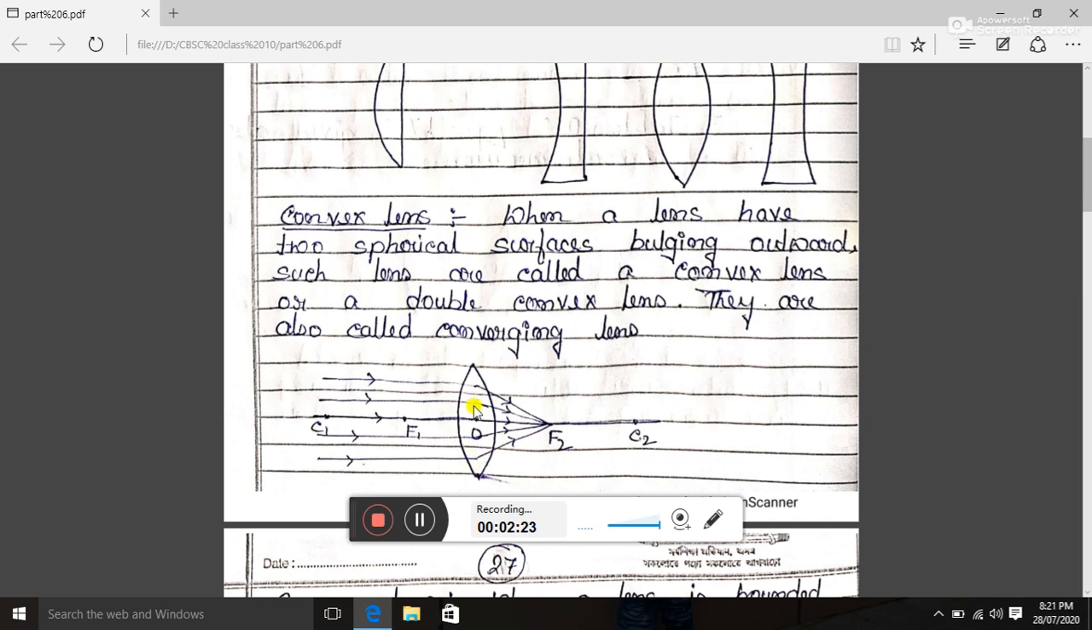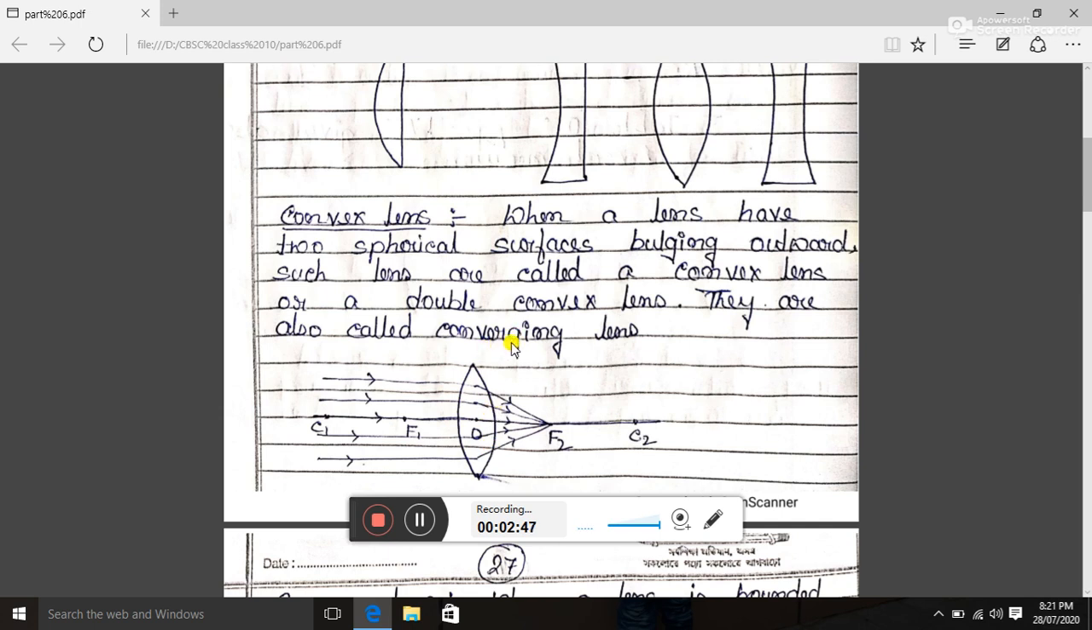In this lens, if you see, the middle part bulges outward. So this type of lens we call a convex lens. So if a lens has its surface bulging outward, then such type of lenses are called convex lenses.